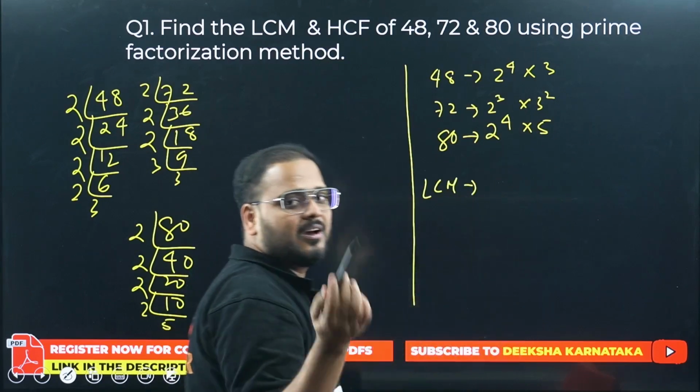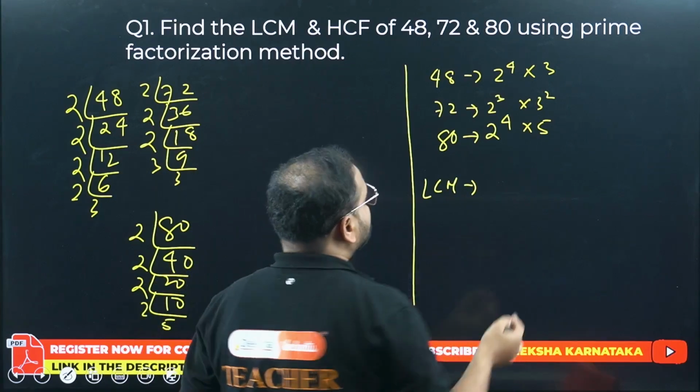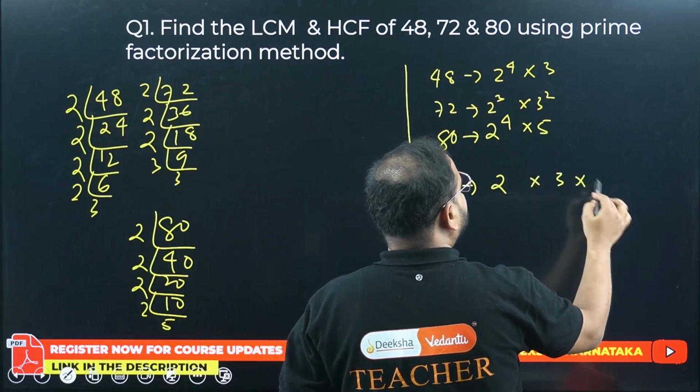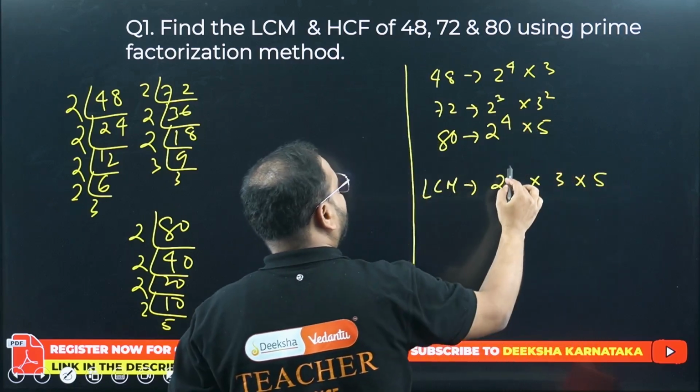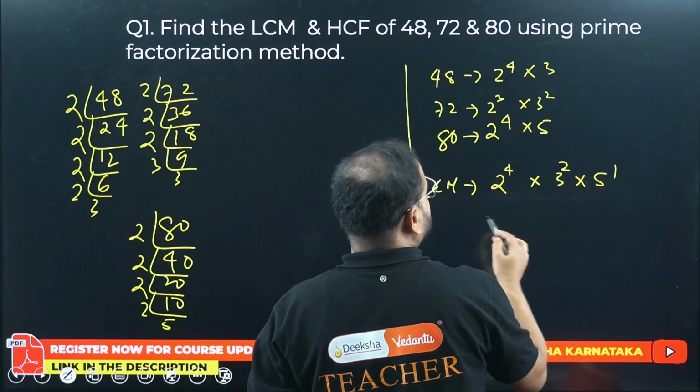LCM will be what? All the factors with the highest power. So our factors are 2, 3 and 5. Write the highest power. For 2 it is 4, sir. For 3 it is 2, sir. For 5, how much do I have? 1, sir. Okay, do one thing.